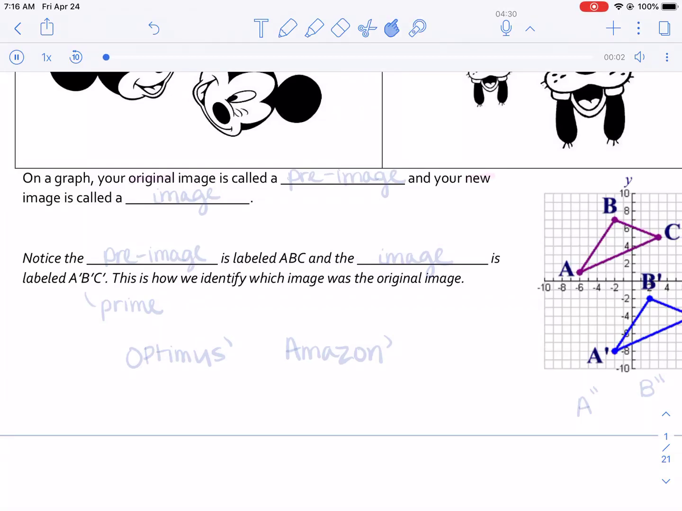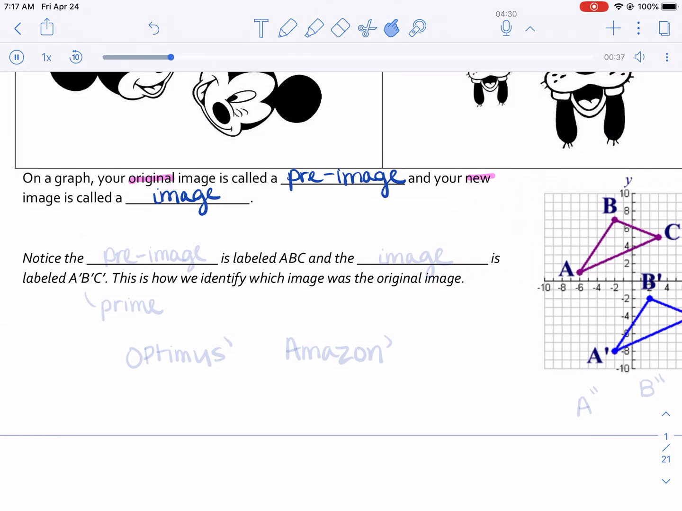As you get started with transformations, there's some important vocabulary you should know. When we're talking about the shapes, we have to identify what our original image is and what our new one is. Our original is called the pre-image. And the new one is called the image. Just like how you came before your image in the mirror, the pre-image comes before the image.